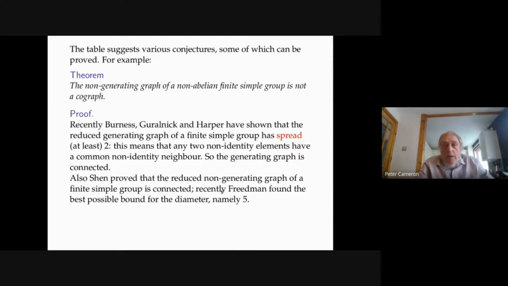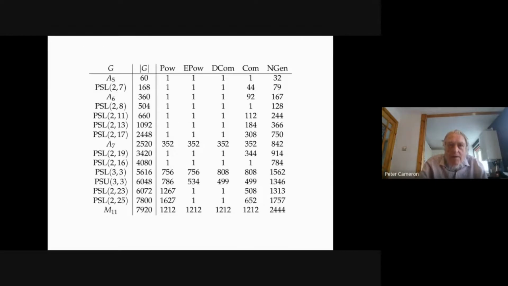So both the generating graph and the non-generating graph, once you throw away the identity, are both connected, and therefore neither of them can be a cograph, because the complement of a connected cograph is disconnected. So that at least is true, and that comes out of the table. But you can stare at the table and perhaps see various other conjectures that you might like to have a try at proving. Let me just draw your attention quickly to M11.